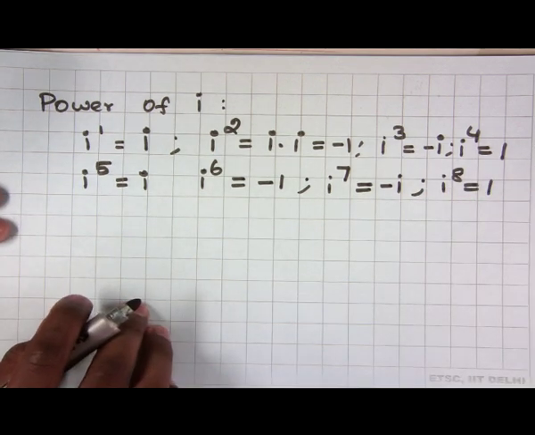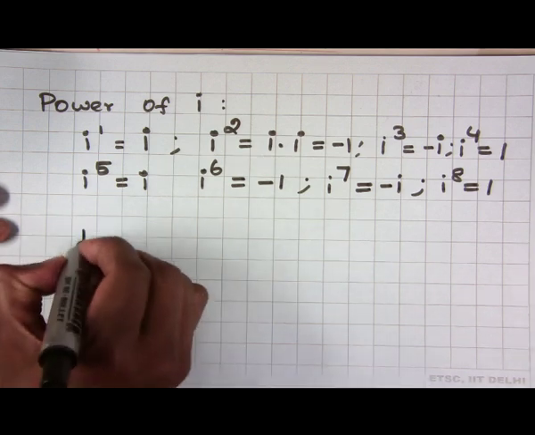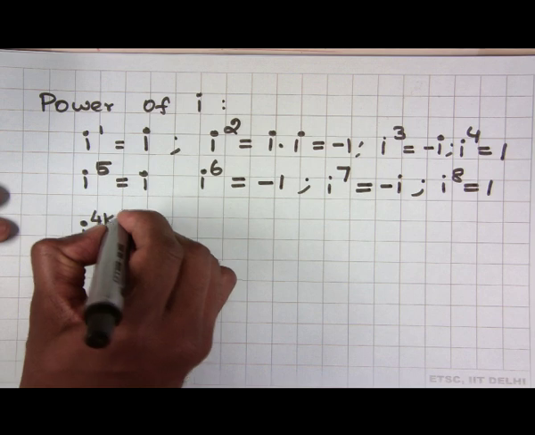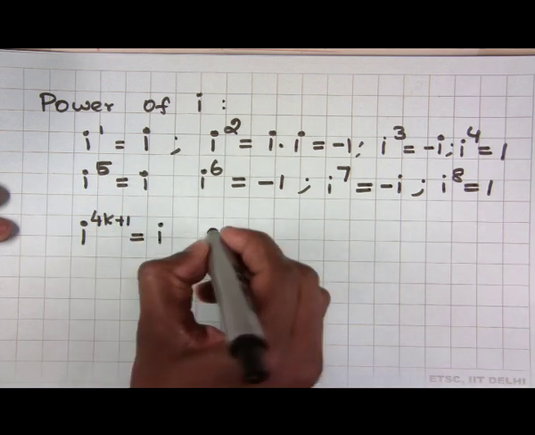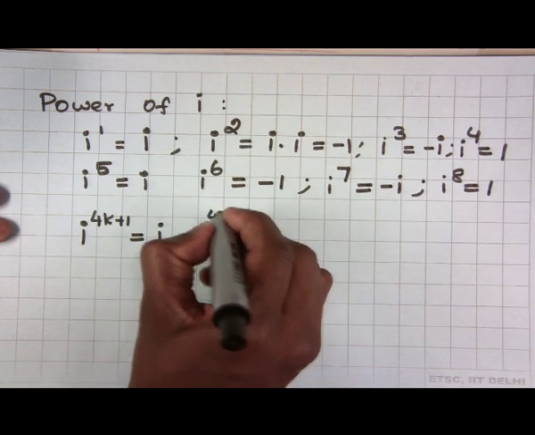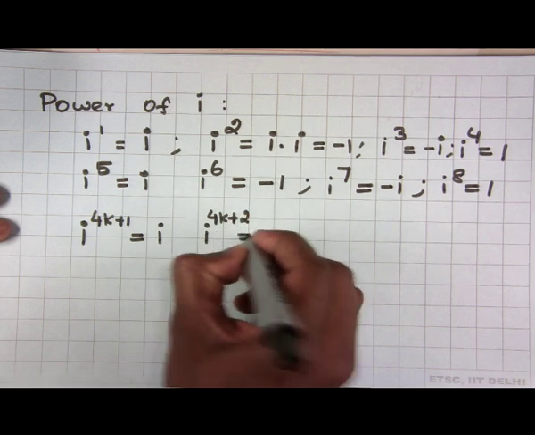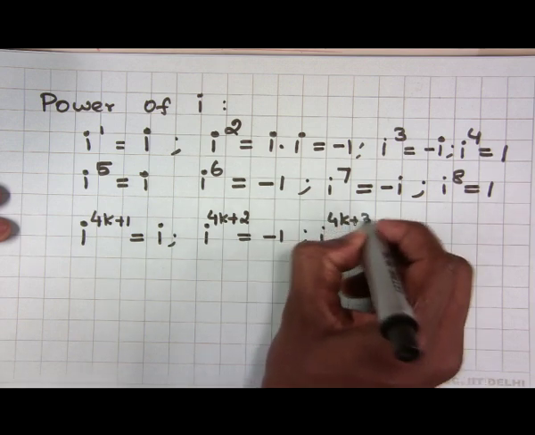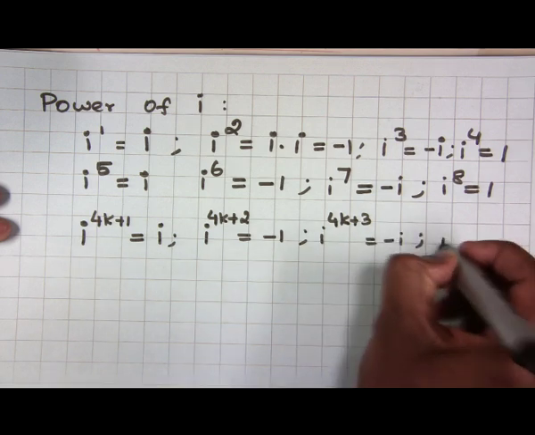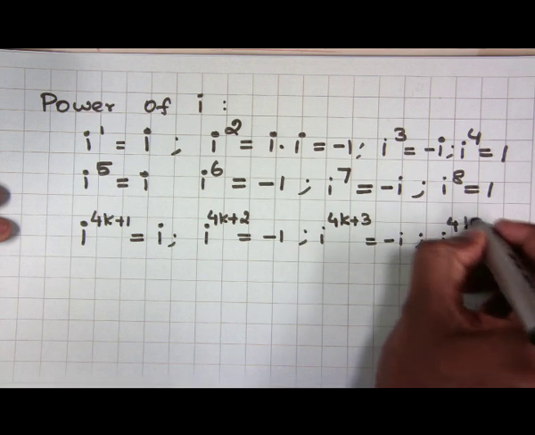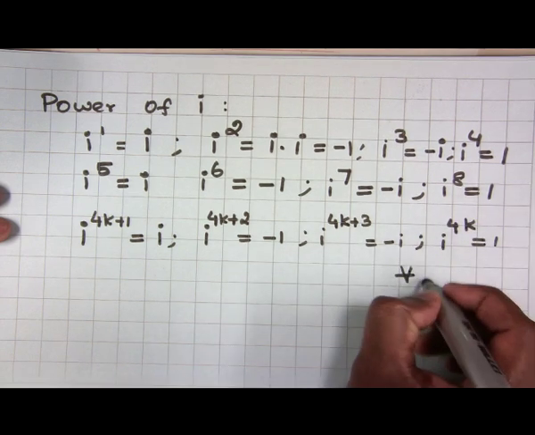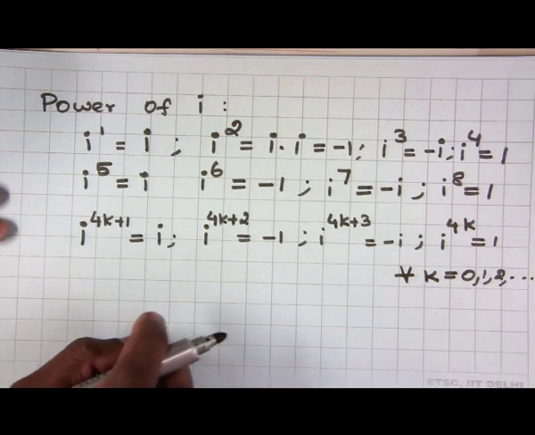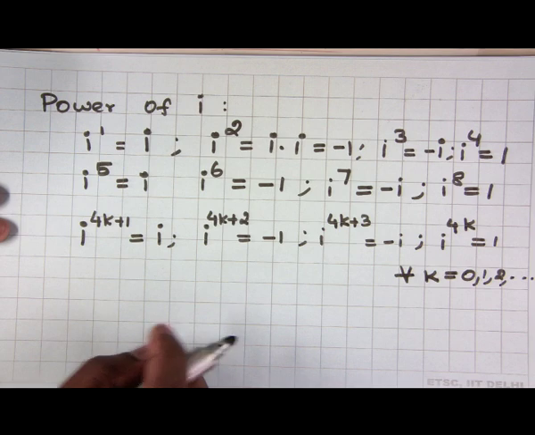Now, by induction we can verify that I to the power 4k plus 1 is I, and I to the power 4k plus 2 is minus 1, and I to the power 4k plus 3 is minus I, and I to the power 4k is 1, for every k from 0, 1, 2 and so on. Okay. So, by mathematical induction you can verify that it satisfies this.